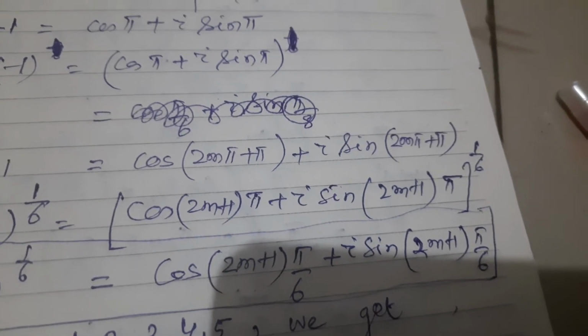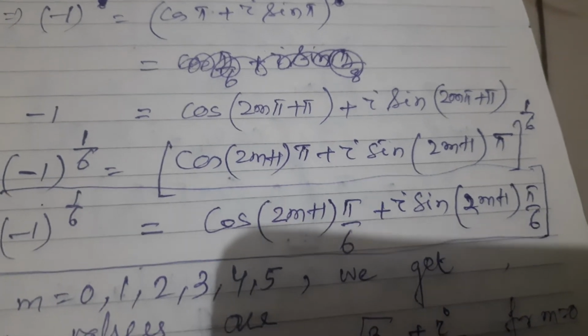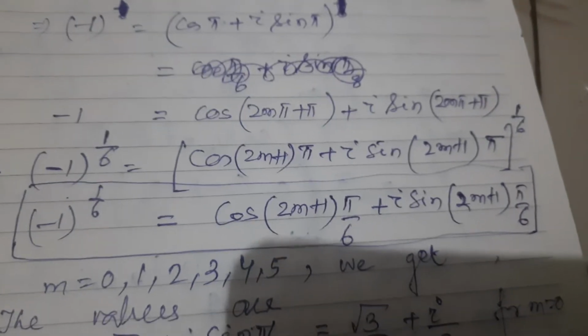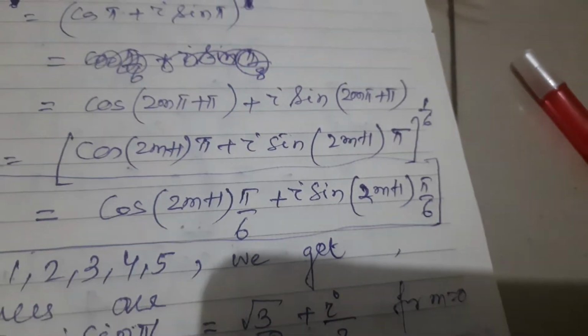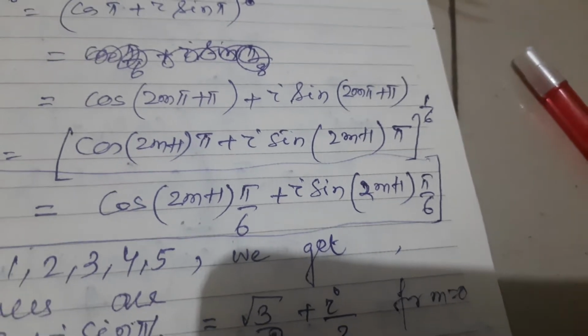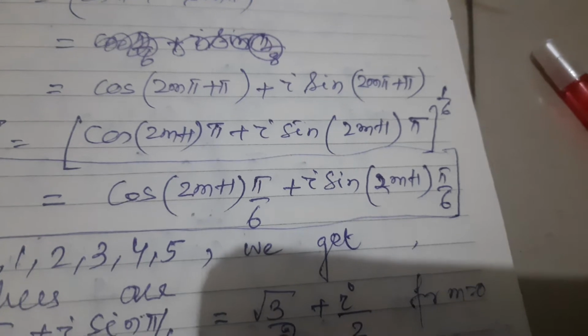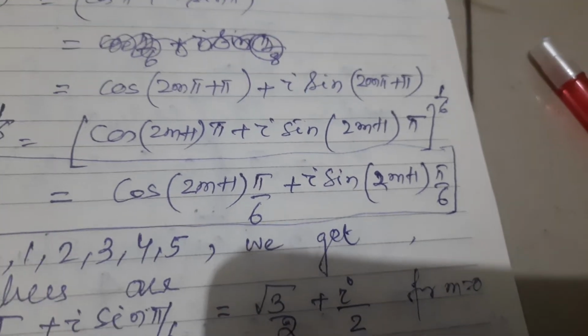Students, each and every step is clear, no difficult step is going on, we are doing only simple steps. So (-1)^(1/6) can be written using De Moivre's theorem. It becomes cos ((2m plus 1) pi by 6) plus iota sin ((2m plus 1) pi by 6).